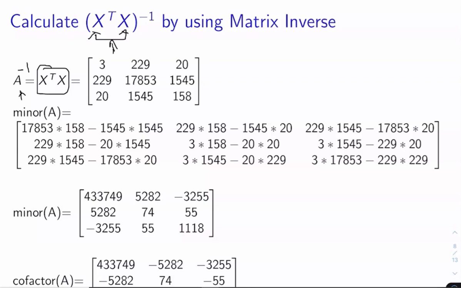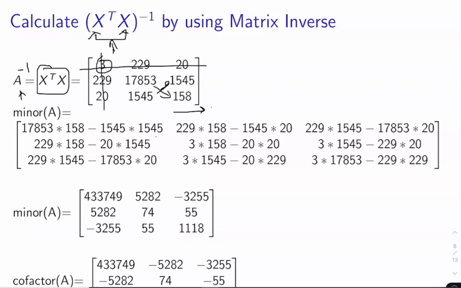So in order to find the inverse of the A matrix, first I need to find out the minor of A. How the minor of A is calculated, let us check. I will explain like this. Suppose you want to find the minor of this element: eliminate this row and this column, multiply by this, and subtract the product from this. So here it becomes 17,853 multiplied by 158 minus 154 multiplied by 154, this entry.